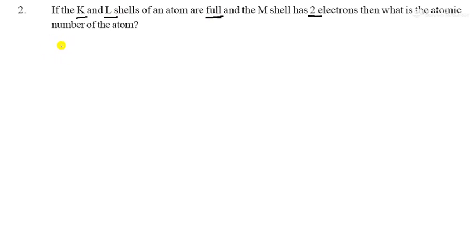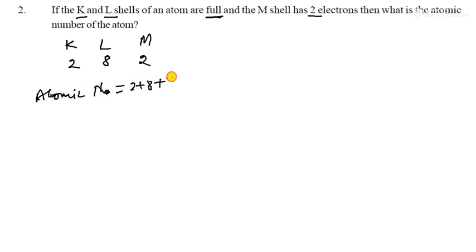So K, L and M. So it is 2, it is 8, it is 2. So you can add them. So for the atomic number, you can add them. 2 plus 8 plus 2, it is 12. Atomic number is 12. So this is the answer to the question.